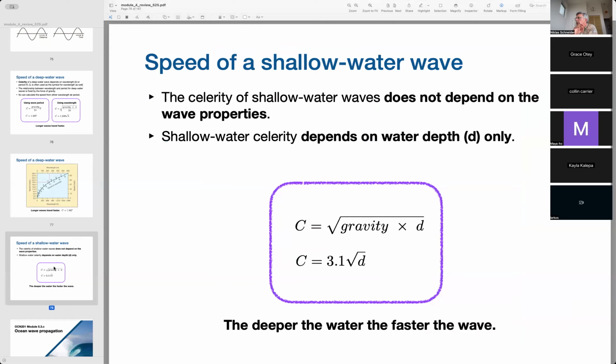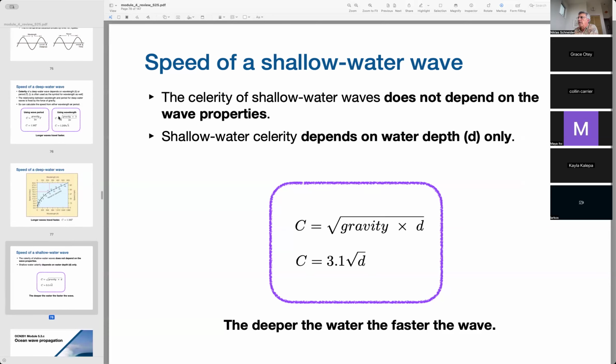If you look at the shallow water waves, they behave quite differently. Now their speed depends on the water depth. It does not depend on the wavelength or period anymore, but only on the water depth, with this relationship where the speed of the wave is proportional to the square root of gravity times depth. You don't have to remember these equations, but you should remember which waves are faster or slower. So the deeper the water, the faster the waves propagate.